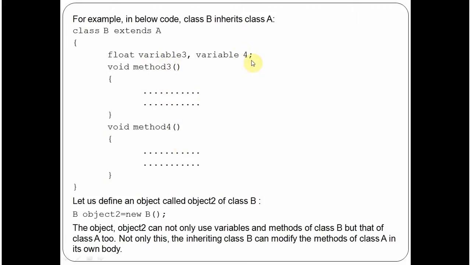It has two variables also, but it is inheriting the class A. That means the variables and methods of class A will be available to class B, and class B will have the right to use the methods and variables of class A. This is object 2 of class B. Now object 2, which is the instance or object of class B, can not only access the methods of class B, but it can also access the methods and variables of class A. This is inheritance. So you don't have to begin anything from scratch.